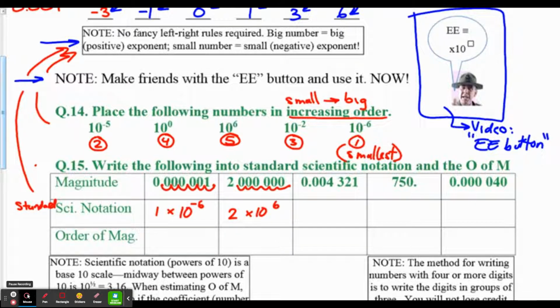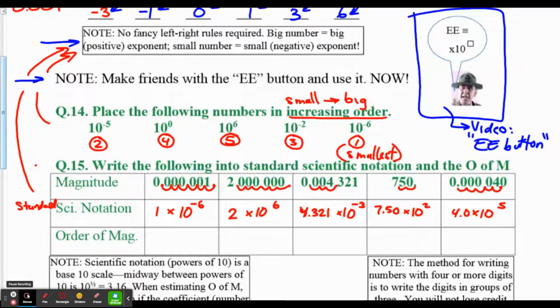Done. Next one. All right, we want to move our decimal here, immediately to the right of the first non-zero, that moves 1, 2, 3 spots. So we have 4.321 times 10 to the, we move 3 spots. This was a small number. We're going to put a negative there. 750. Okay, immediately to the right, boom, boom, 1, 2. So 7.50 times 10 to the, move 2 spots, it's a big number, positive 2. And then finally, 1, 2, 3, 4, 5. We want that decimal right there. And we have 4.0 times 10 to the, we move 5 spots, it's a small number, make it a negative.